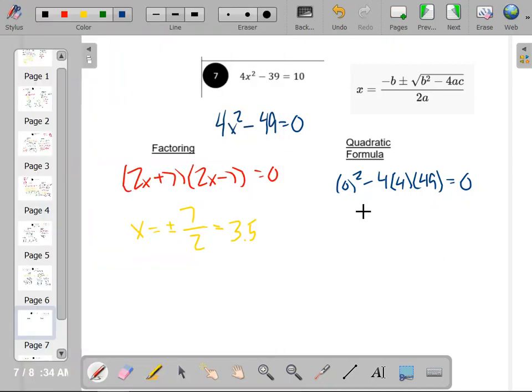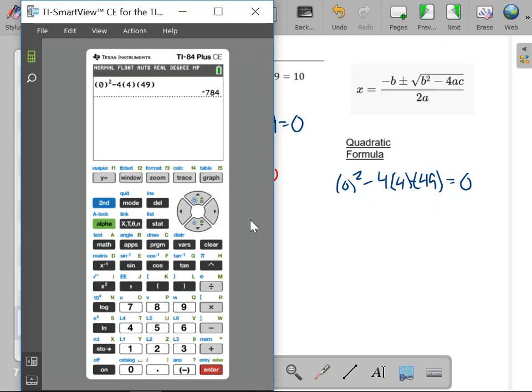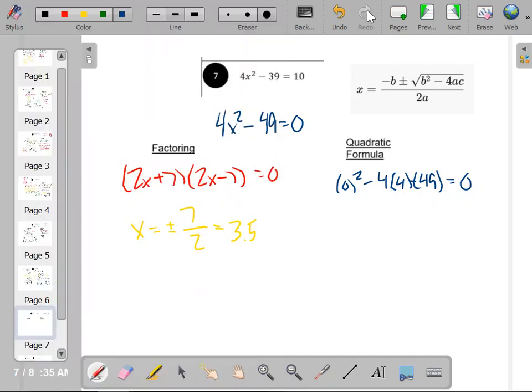Wait a minute. What did I do wrong? Oh, it's negative 49. There you go. C is negative 49. I'm like, that can't be right. It gave me no solution. Go back up here. Make that negative 49. Okay, 784. Positive 784. So the discriminant is not negative, it is 784.